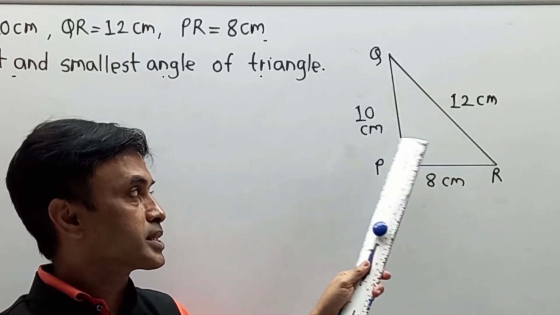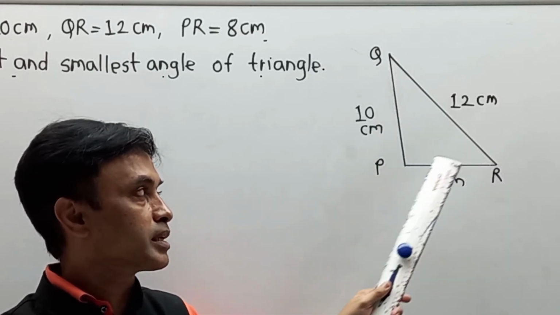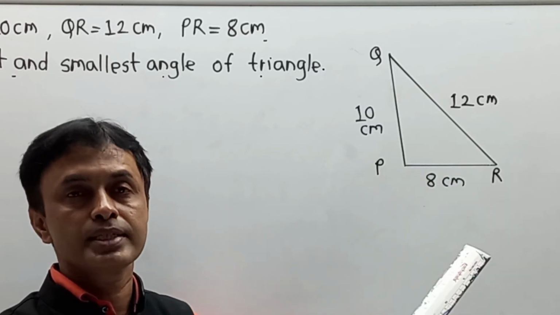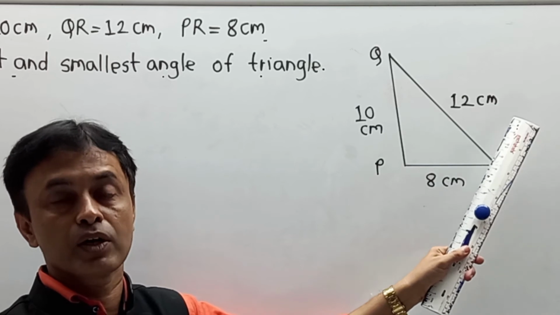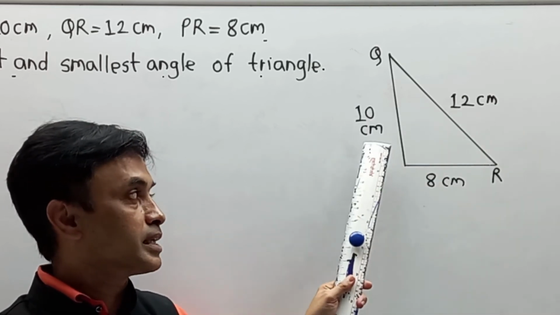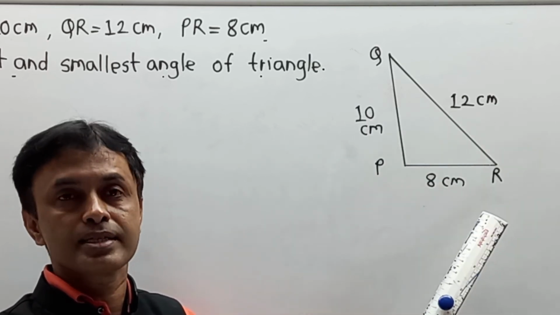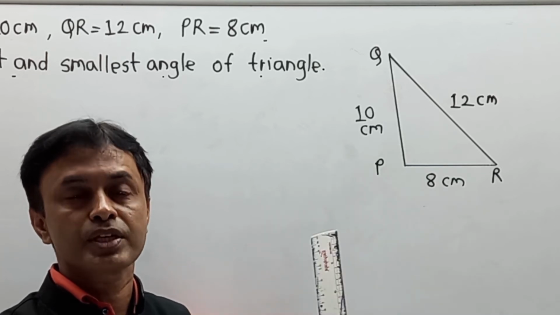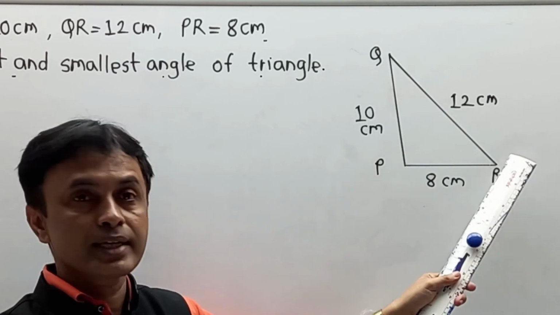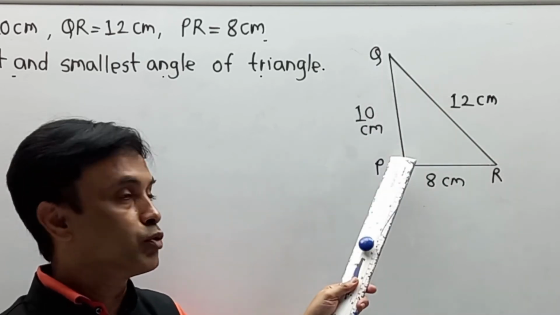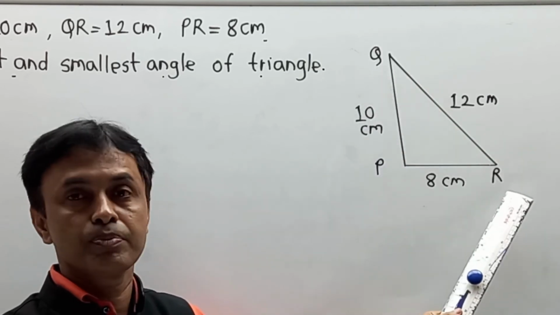PQ is equal to 10 centimeter, QR is equal to 12 centimeter, and PR is equal to 8 centimeter. Next, we know that 12 is the greatest compared to 10 centimeter, and 8 centimeter is the least. So we are going to write a greater than type of sequence over there. Naturally, as per the condition, QR is the greatest one, then QP, and the smallest one is PR.